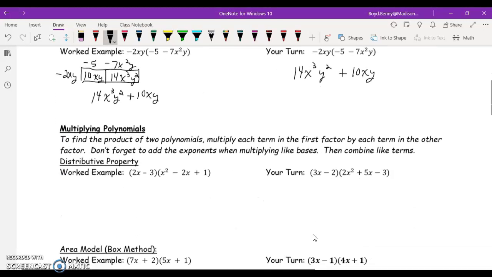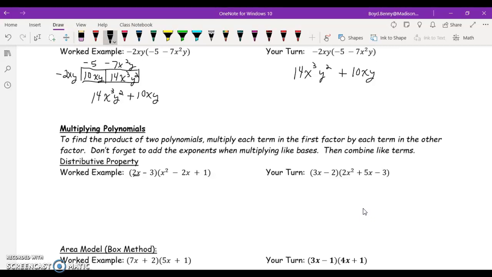Okay, let's move on to multiplying binomials and polynomials. Okay, so the first thing we want to look at is how do we multiply a 2-term times a 3-term? Well, we're going to start off using the distributive property just like we did in the first one, except we're going to need to multiply the 2x times everything in the second polynomial, and then we're going to multiply the minus 3 times everything in the second polynomial.